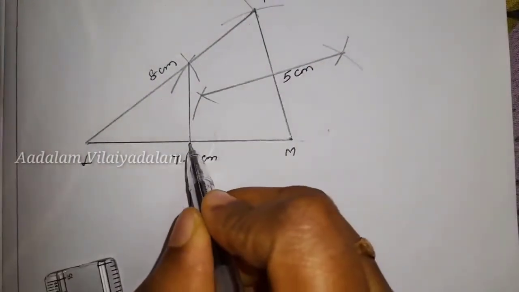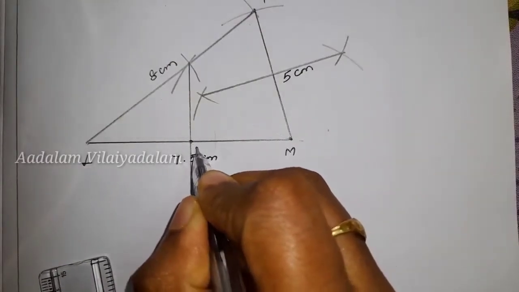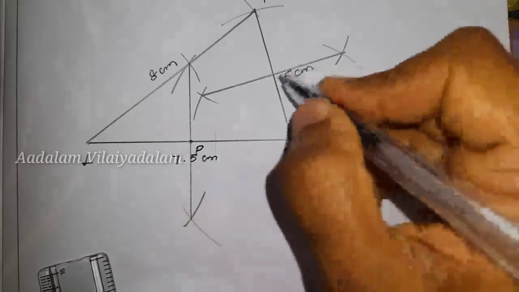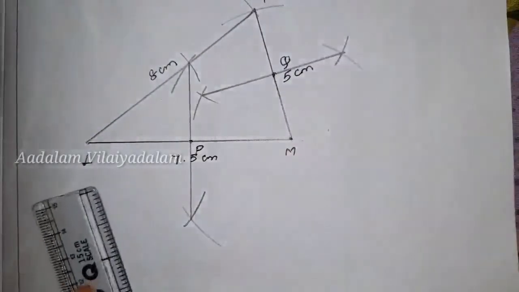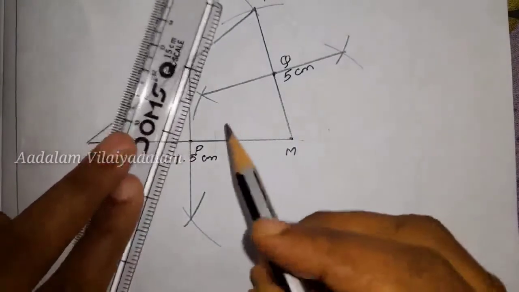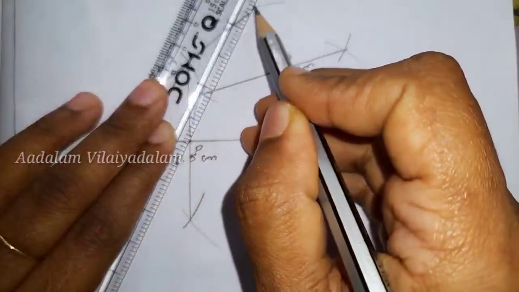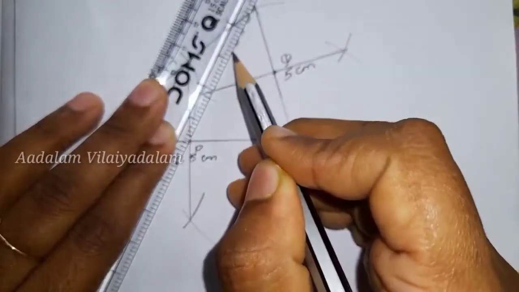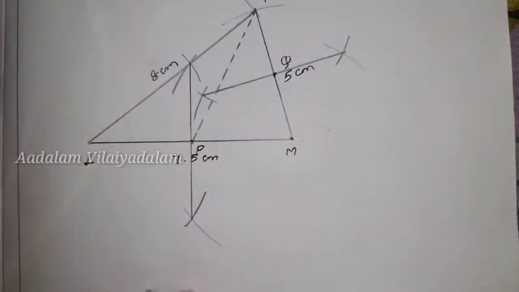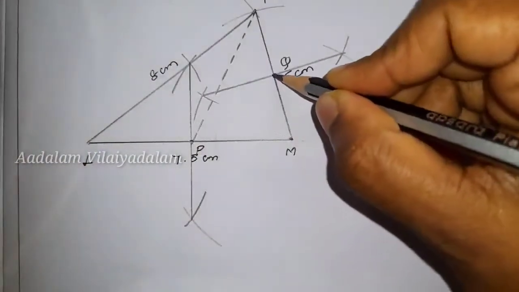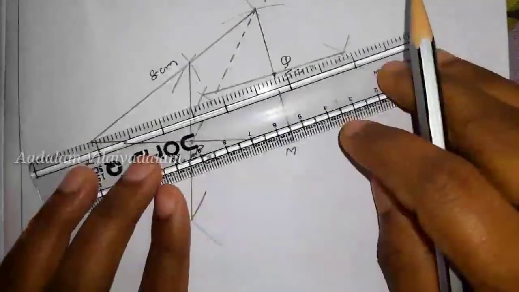This is the midpoint of the line. Just mark the line here. This is P and this is Q. This is the midpoint of MN. Now draw the median PN. So this is the median line PN. Next draw the median Q, to the opposite vertex L. So join L, Q.